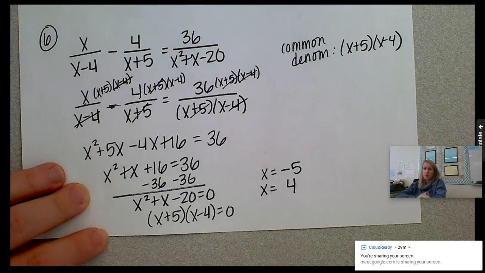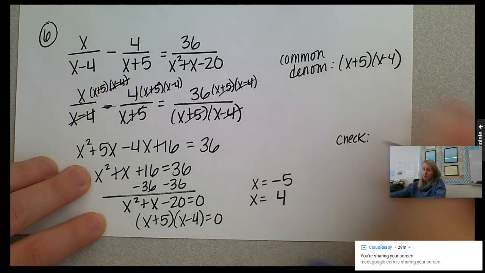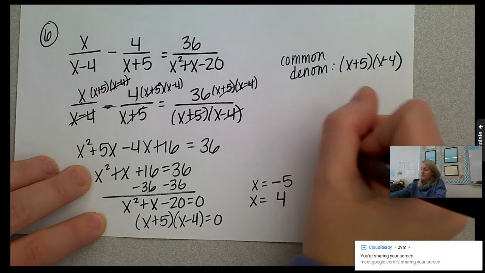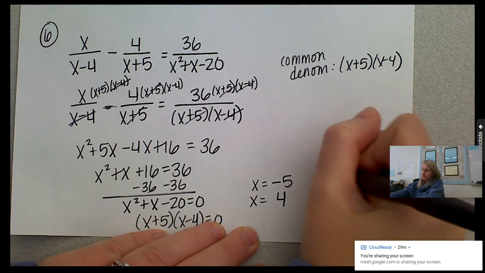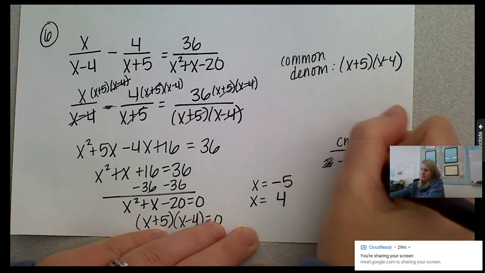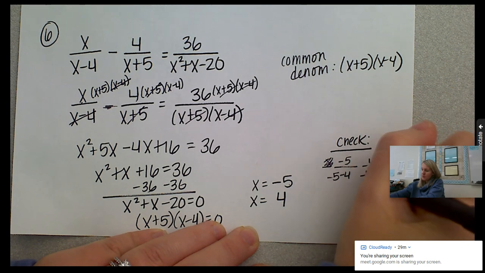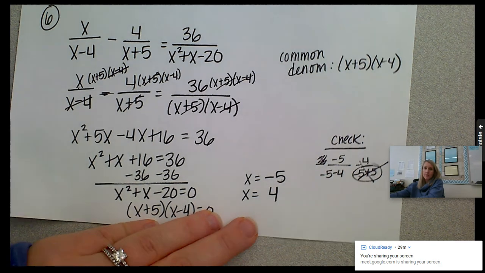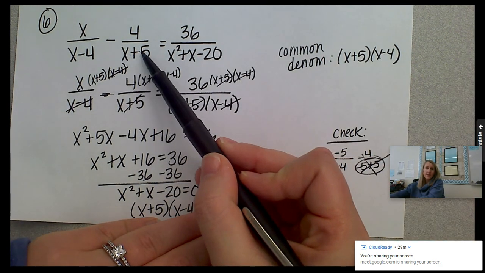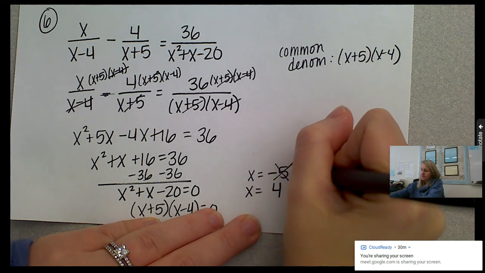And that was our answers, but we're never done. We're not done until we check them. You're probably going to notice, if you think about what your domain restrictions would be, whether these make sense or not. But if you plug in negative 5, oh my God, I'm writing x. What is wrong with me today? Minus 4 over negative 5 plus 5 right here doesn't work, right? Because when you plug it into that denominator, negative 5 plus 5 is going to give you 0. Psh, it's out. Extraneous.